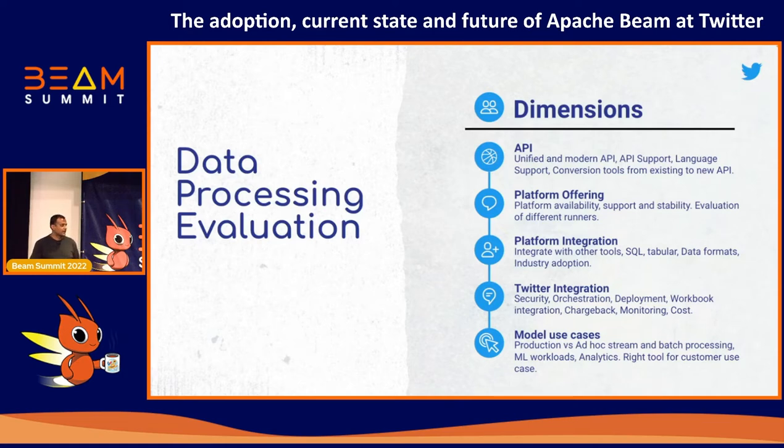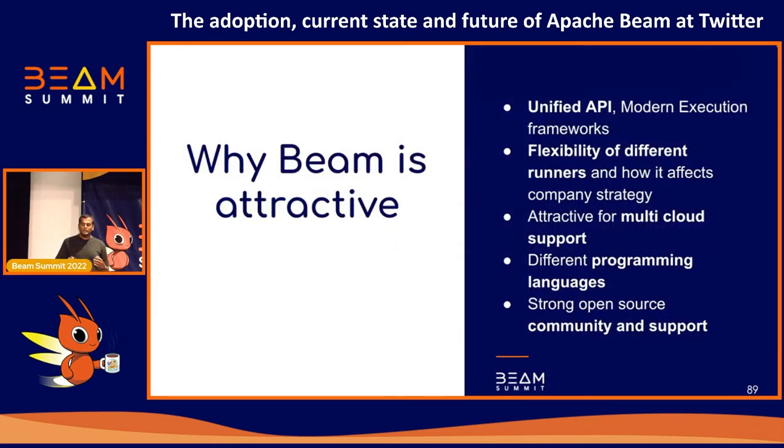Towards the end of the evaluation, it became very clear that Beam was an attractive solution for us. We looked at the unified API, which brings together stream and batch processing, and the available execution framework was very, very attractive for us. The flexibility of different runners meant that we could support data processing needs as the company's strategy changes. At that time, we were looking at expanding on-prem or adopting cloud, and it became very easy for us to justify and then help our customers no matter where they are, or even with multi-cloud solutions. Ability to support different programming languages was a plus for us. And more importantly, given our interaction with the open source community for other projects, the strong open source community at Beam became very, very attractive to us.